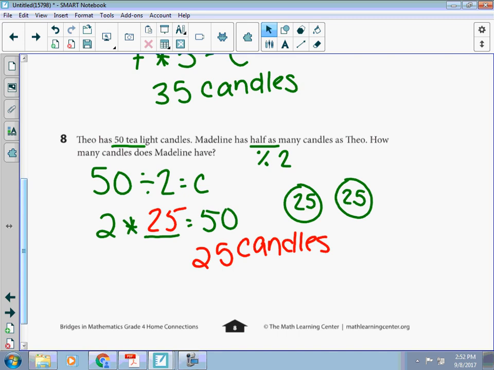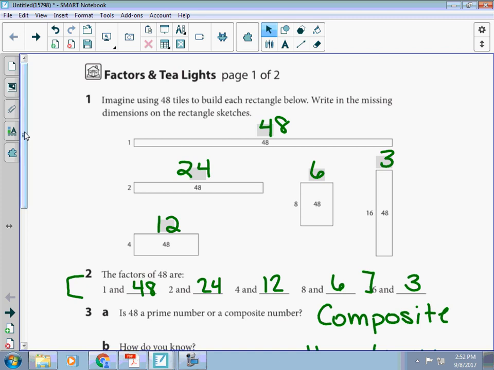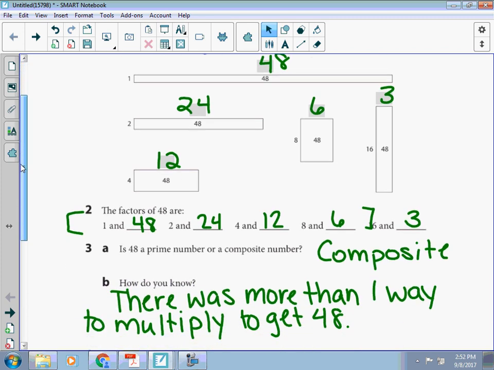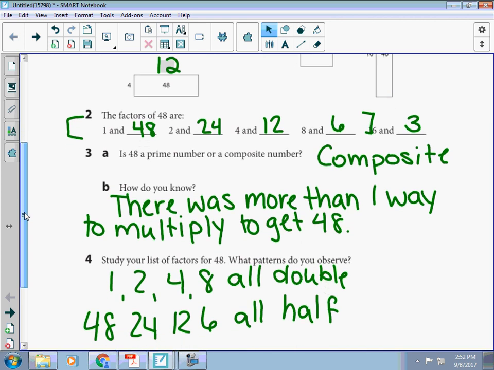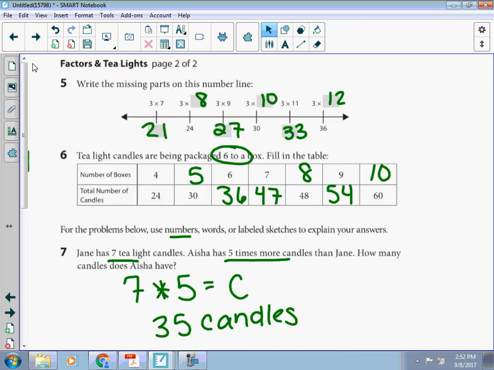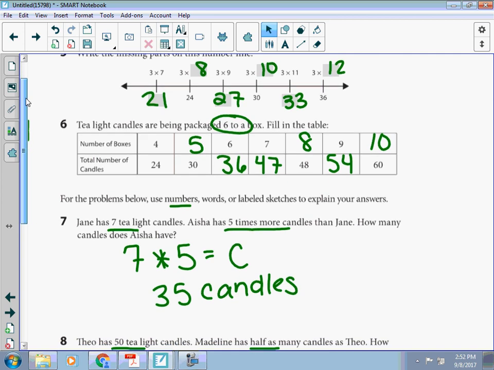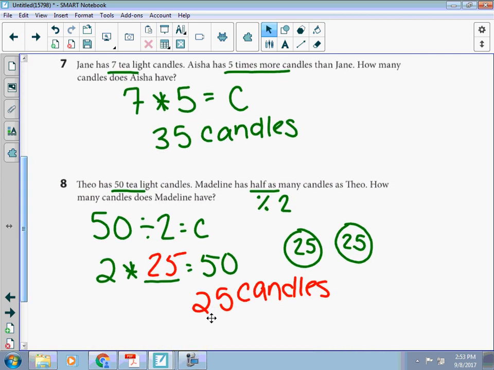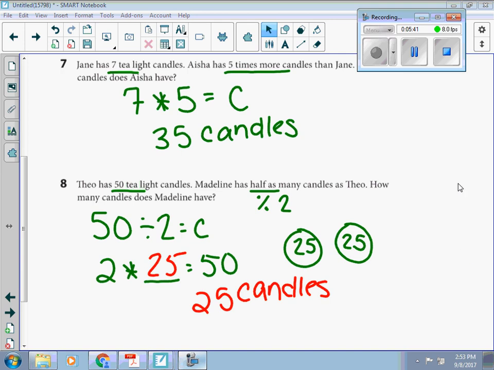I will go back through our answers now. There's the first page. And the second page. And that is it for tonight's homework.